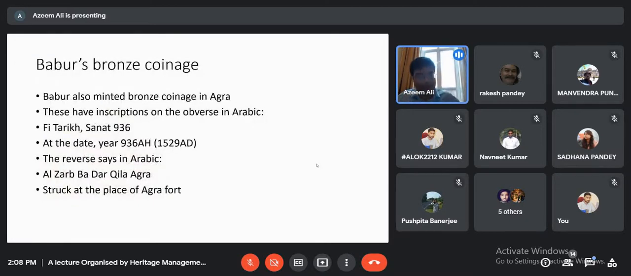And Babur also minted bronze coinage, which was influenced by the kind of bronze coinage that was in circulation under the Lodis. And these have inscriptions on the obverse in Arabic with the year, Fi Tarikh Sanat, and then in the Arabic numeral system 936, which means in the year 936 Hijri, which is about 1529 AD. And the reverse says in Arabic, Al-Zarb Bi-Qila Agra, which means struck at the place of Agra fort.